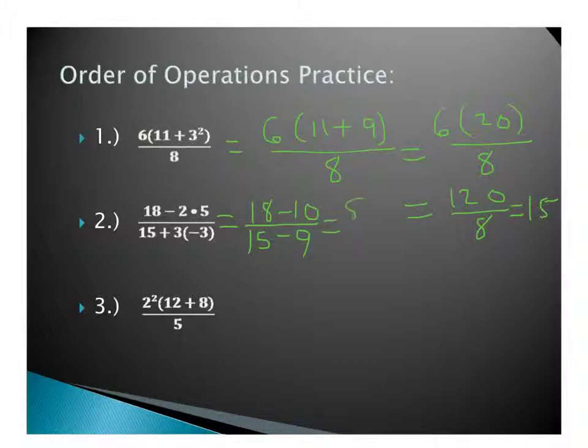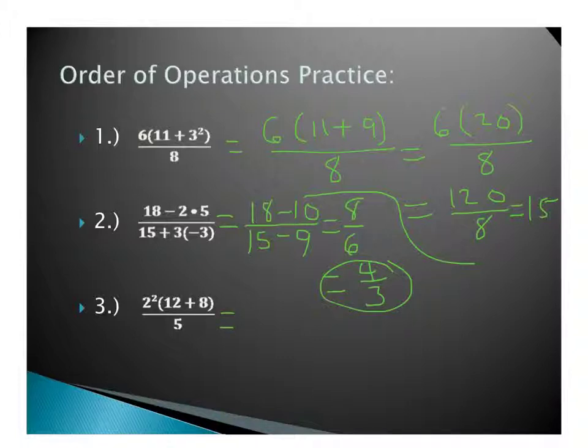Let's continue. 18 minus 10 is 8. 15 minus 9 is 6. 8 over 6 is 4 over 3. Bibbidi boppity, we're all done with that one.